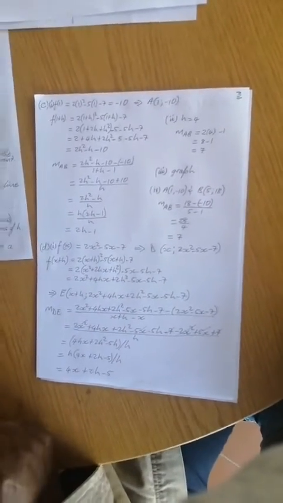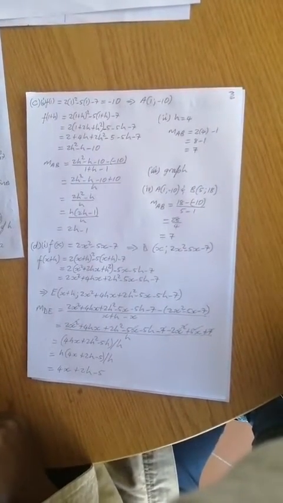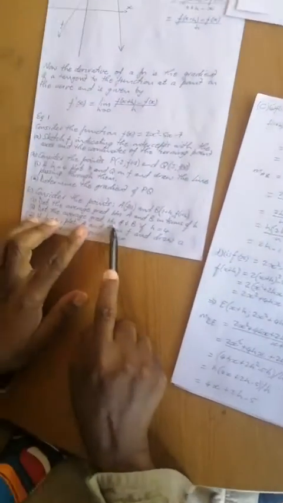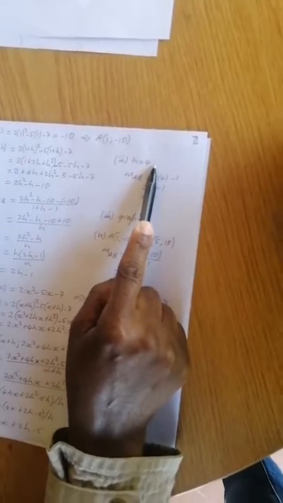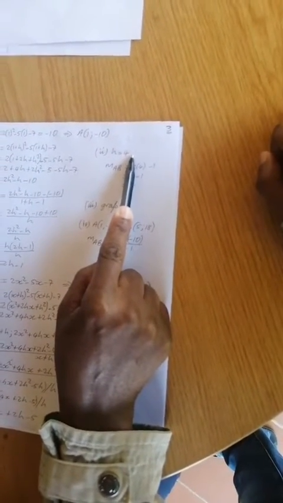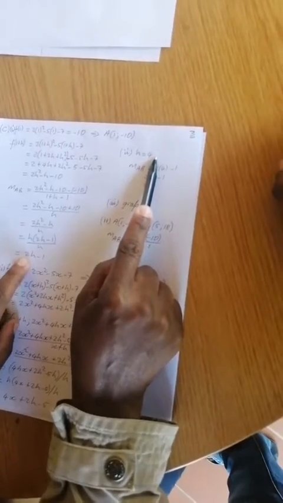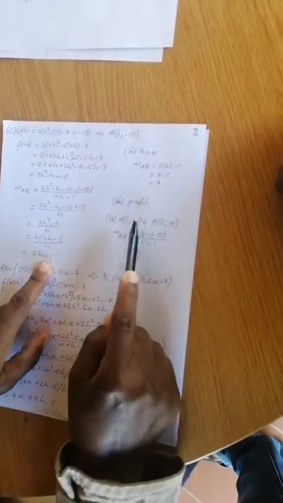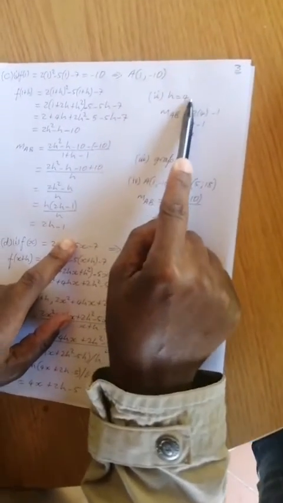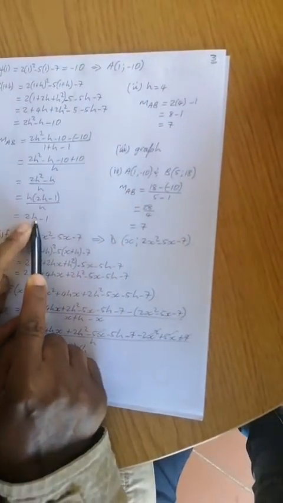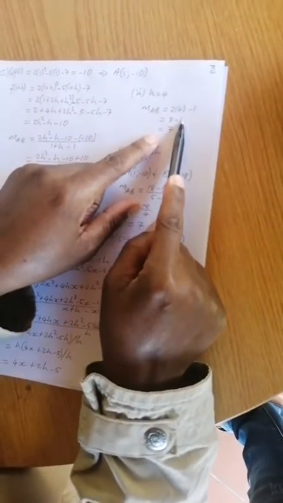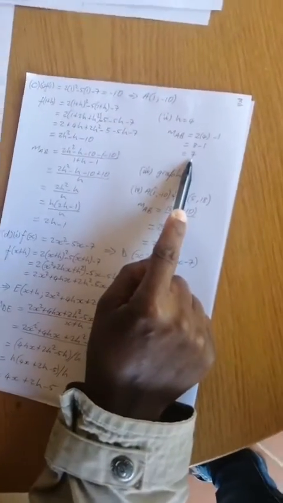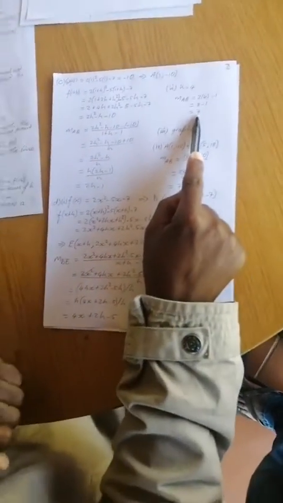Now we are moving on to look at part 2. Determine the average gradient between A and B if h is equal to 4. Part 2, our h is equal to 4. But in part 1, we calculated our AB in terms of h, which is 2h minus 1. So if h is equal to 4, we substitute a 4 where there is an h. So it's 2 times 4 minus 1, which is 8 minus 1, which gives us 7. This is our average gradient between A and B.